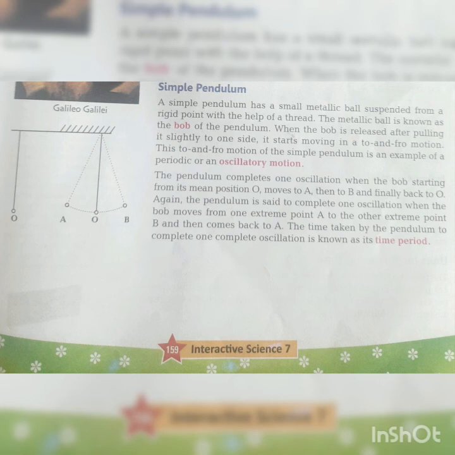The time taken by the pendulum to complete one complete oscillation is known as the time period. The time in which the bob completes one oscillation, that is, comes back to its original starting point, is known as the time period. I hope you have understood what a simple pendulum is.